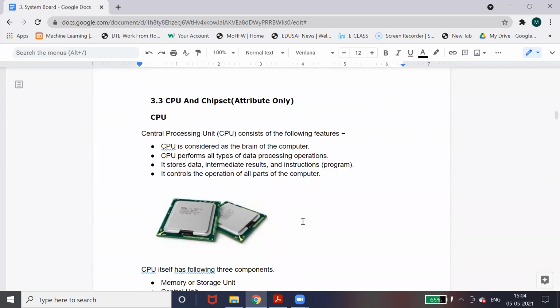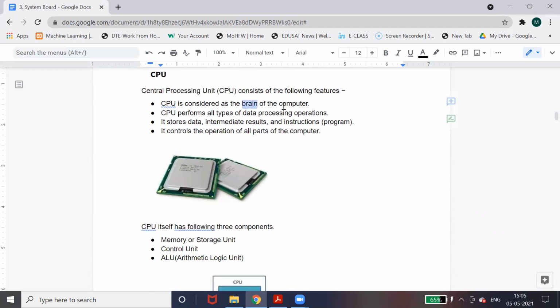Third point is about the CPU and chipset. Now, what is a CPU? It is very simple. CPU is the central processing unit. What is the use of the central processing unit? It is used to process information and any program. It is also called the brain of the computer because it performs the main functions of your computer. Suppose I am requesting any data from the server.